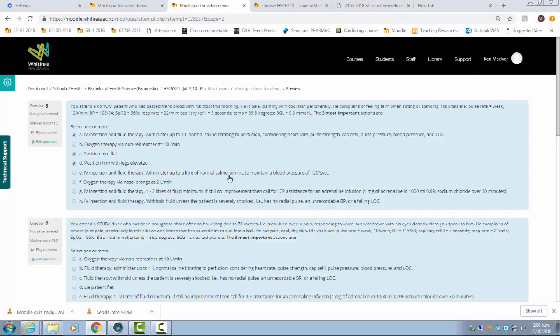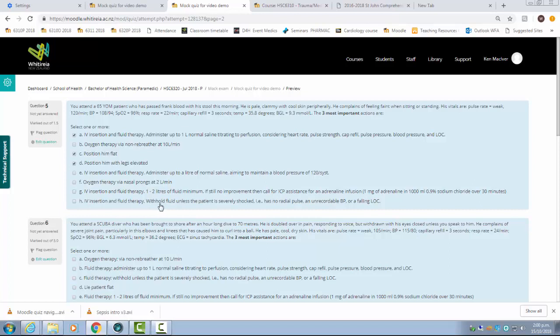Administer up to 1 litre of normal saline, aiming to maintain a blood pressure of 120 systolic. Right, well, I know what that is. That's for traumatic brain injury, not for a GI bleed. Next fluid therapy one, 1 to 2 litres of fluid minimum. If still no improvement, call for ICP assistance for an adrenaline infusion. Right, well, that is for septic shock, so not for GI bleed.